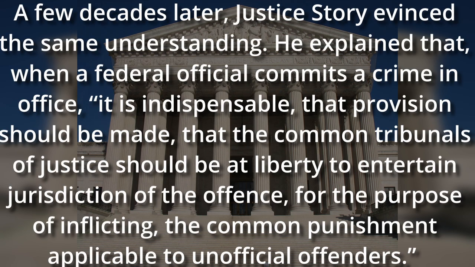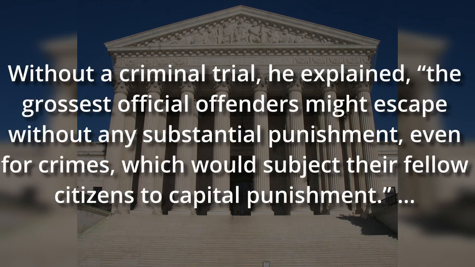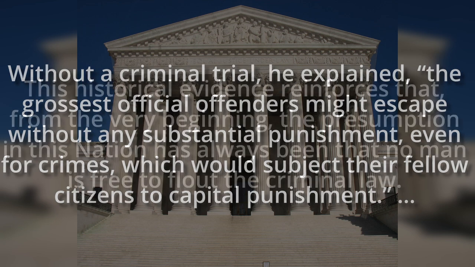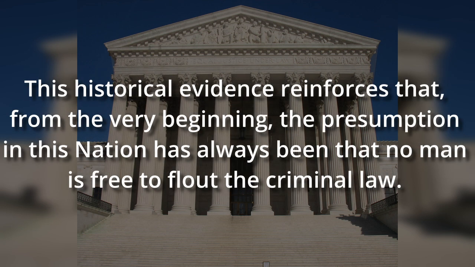A few decades later, Justice Story evinced the same understanding. He explained that when a federal official commits a crime in office, it is indispensable that provision should be made that the common tribunals of justice should be at liberty to entertain jurisdiction of the offense for the purpose of inflicting the common punishment applicable to unofficial offenders. Without a criminal trial, he explained, the grossest official offenders might escape without any substantial punishment, even for crimes which would subject their fellow citizens to capital punishment. This historical evidence reinforces that, from the very beginning, the presumption in this nation has always been that no man is free to flout the criminal law.